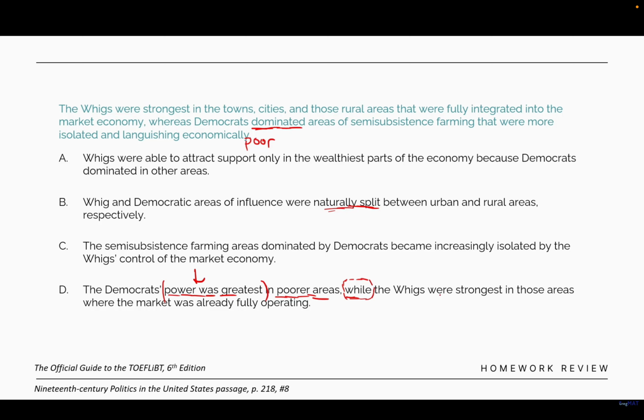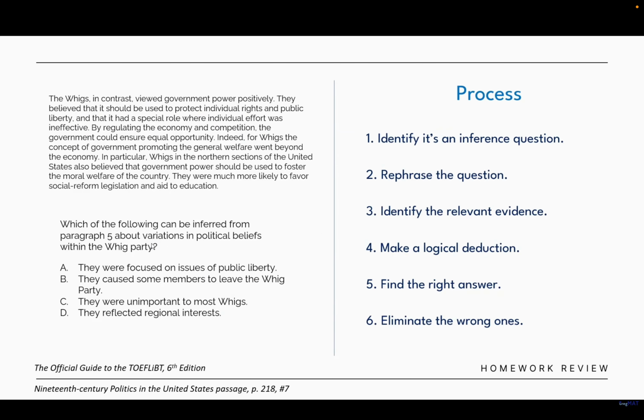So let's go to the Whigs now. The first idea about the Whigs is about their strongest. Do we have any evidence about that? Strongest? It says strongest. Yep, it says strongest. Very good. And the second idea is where the market was fully operating. What's our evidence for that? Fully integrated? Yep, fully integrated into the market economy. So as you can see, all of the ideas in D are supported, right? Cool. All right, I think we're done.